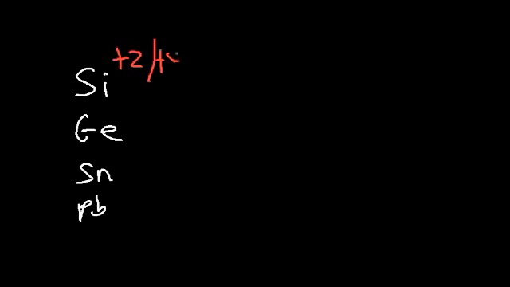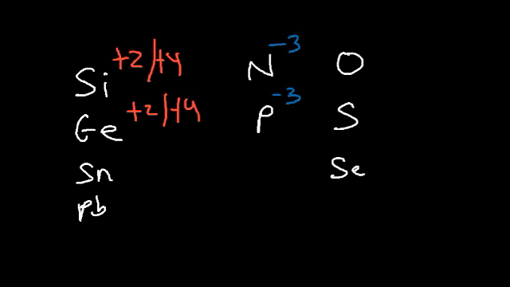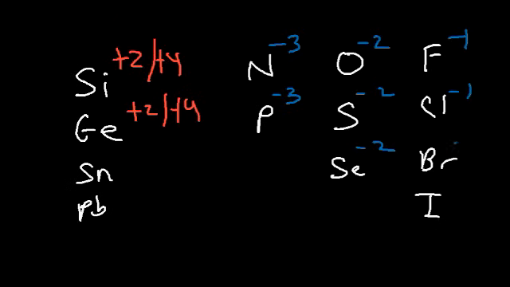Now the group 4A elements, such as silicon, germanium, tin, lead, typically they form plus 2 and plus 4 oxidation states. And then you have elements like nitrogen and phosphorus. These elements, like most nonmetals, they like to acquire electrons, so they like to form ions with a negative 3 charge. And then you have the chalcogens like oxygen, sulfur, and selenium. They like to form a minus 2 charge. And then the halogens, which are very reactive nonmetals like fluorine, chlorine, bromine, and iodine, they form negative 1 charges. So knowing that information can help you to determine the oxidation state of a transition metal. So let's try these examples.